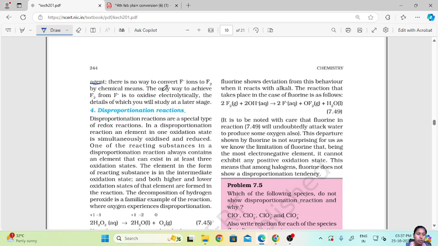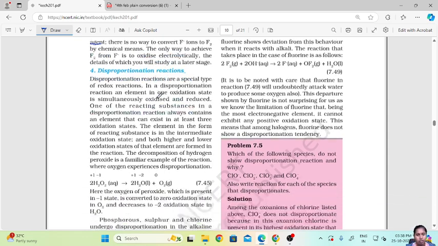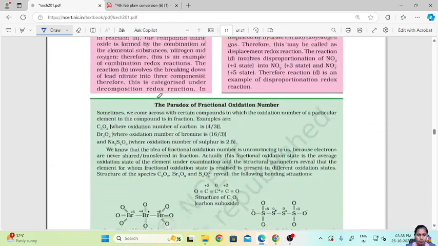The only way to achieve F2 from F minus is to oxidize electrolytically, the details of which you will study in your later stages. So you cannot convert fluoride ions into fluorine molecules by chemical means, but you can do so if you oxidize electrolytically. The details of that you will learn in your later classes.